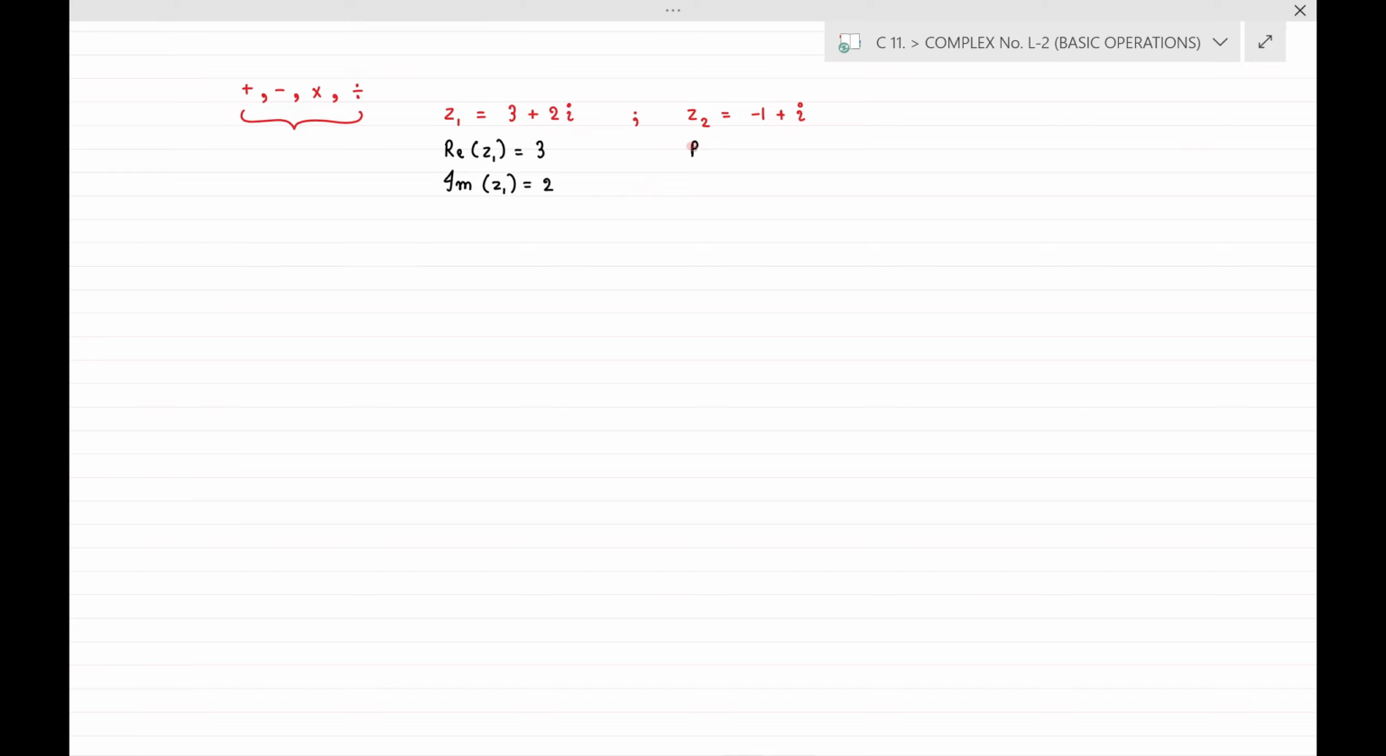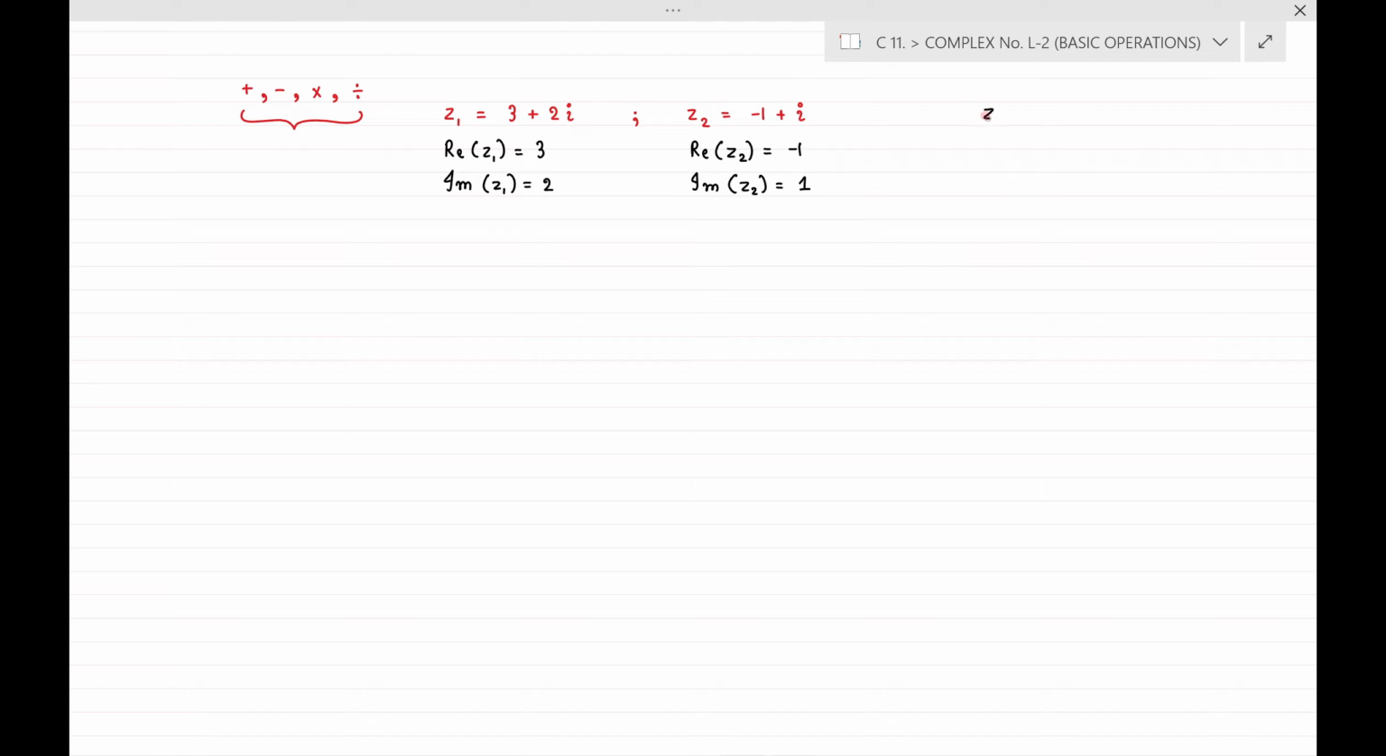Similarly, the real part of complex number z2 is minus 1, whereas the imaginary part of complex number z2 is 1. Because if there is no number beside iota, you will not consider it as 0, you will consider it as 1.